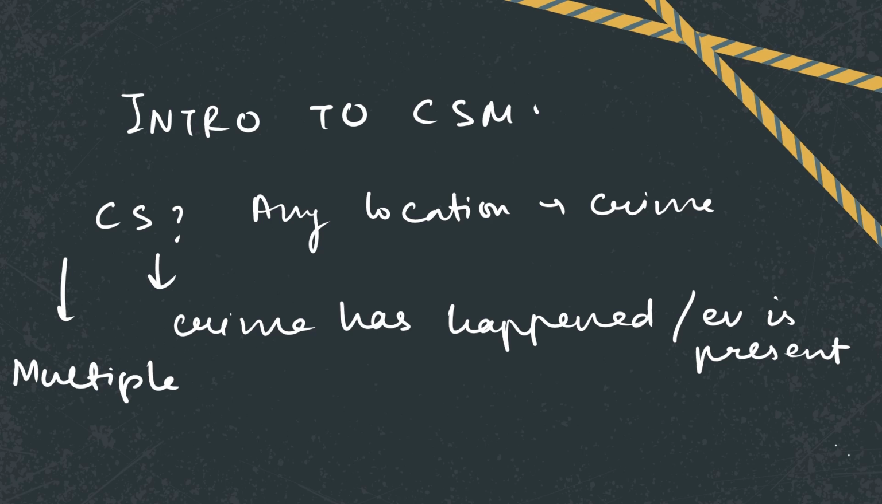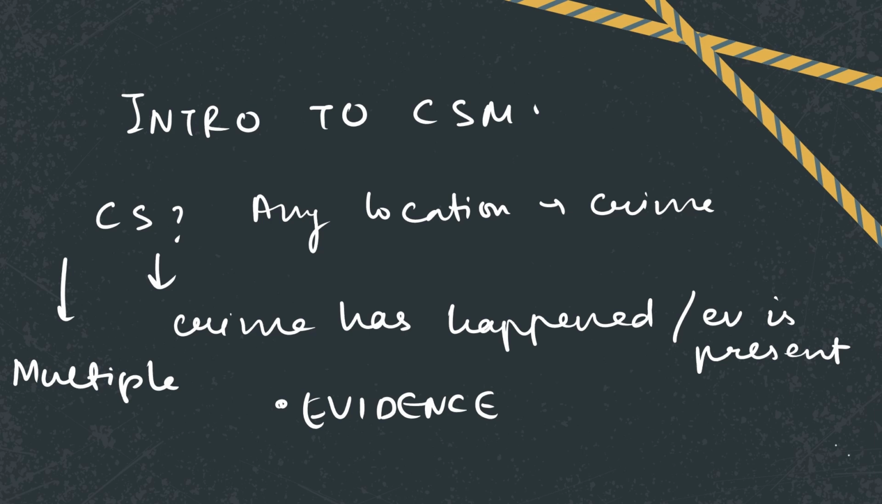Now, a very common mistake that students make is thinking that crime scene means only murder scene. No, a crime scene can be related to theft, burglary, sexual assault, kidnapping, poisoning, fire or arson, accident, or even cybercrime. So crime scene is not only about blood and dead bodies, it is about evidence.